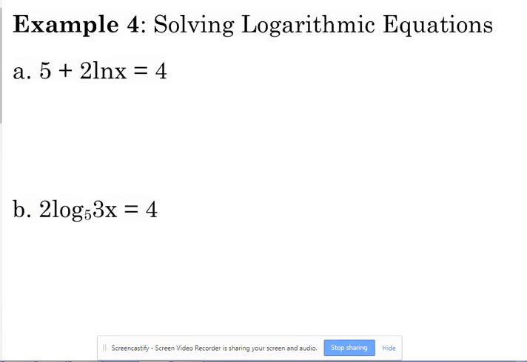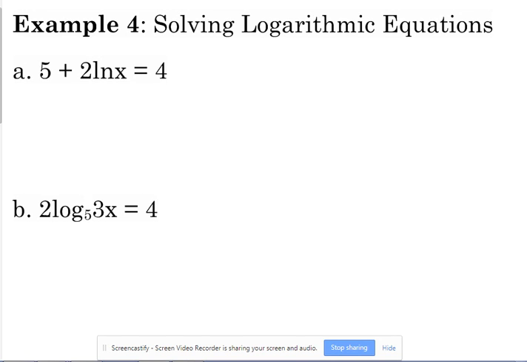Some logarithmic equations. We've already solved some, but the ones that we solved had the same log on both sides, or we did look at a few that had different logs and we used our calculator. But let's look at how to solve this equation right here.